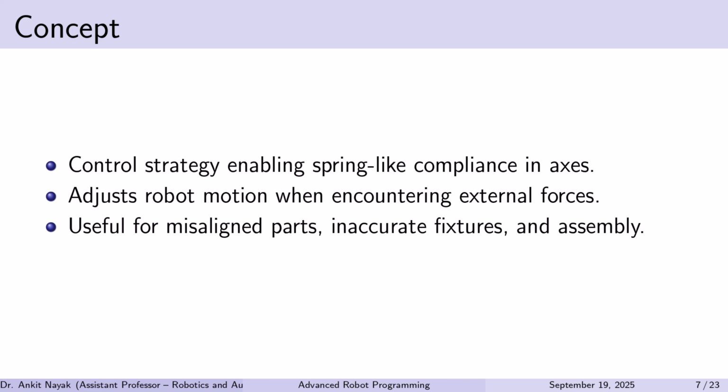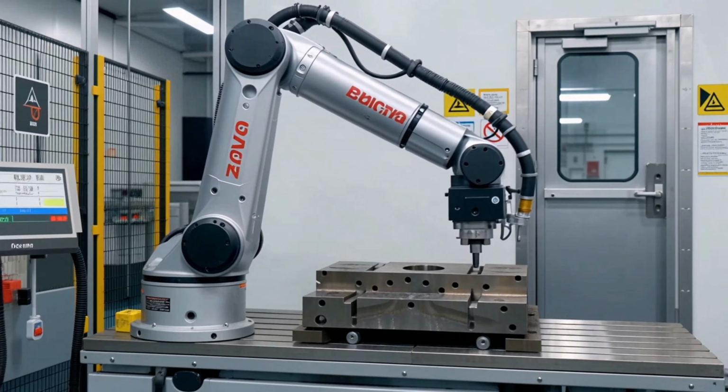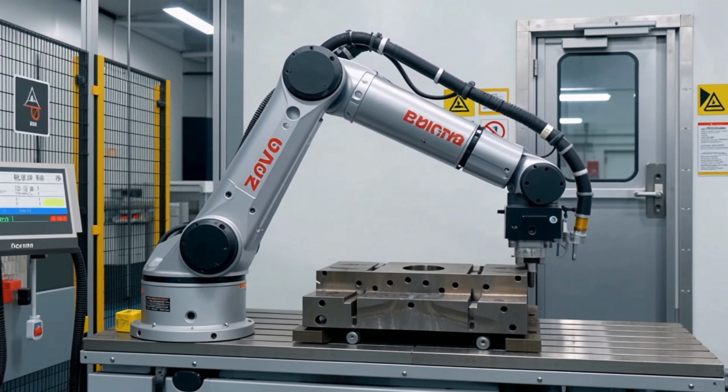Soft float allows the robot to be flexible in certain directions. You can imagine it like a spring. If the robot moves forward and it feels resistance, instead of pushing hard, it can slightly move sideways or up and down to adjust itself. This flexibility allows the robot to continue its task even when the environment is not perfectly accurate.